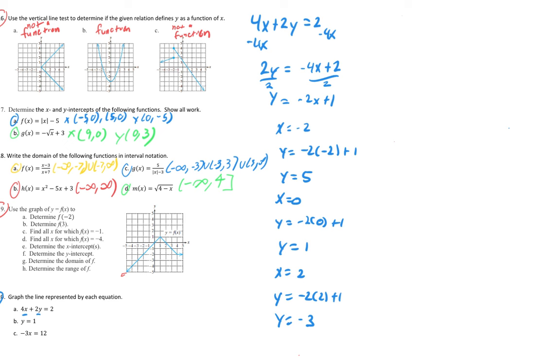So if we were to graph that particular one, here at negative 2, we would be at 5. And then at 0, we're at 1. And then at 2, we're at negative 3. And then when you graph this line, draw the arrows.